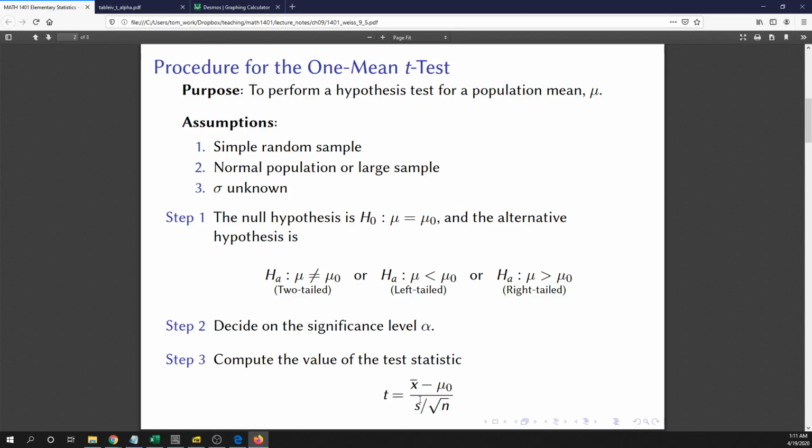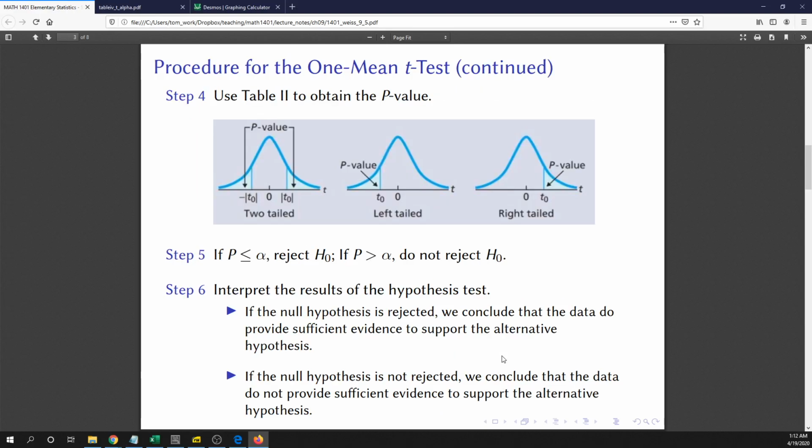All right, and then another key difference here is that we are using the sample standard deviation instead of the population standard deviation. We don't know what the population standard deviation is, but we can get the sample standard deviation from the sample that we've taken. All right, so you can see that the steps are pretty much the same. There's just a few slight differences. All right. Next up, we are going to find the p-value.